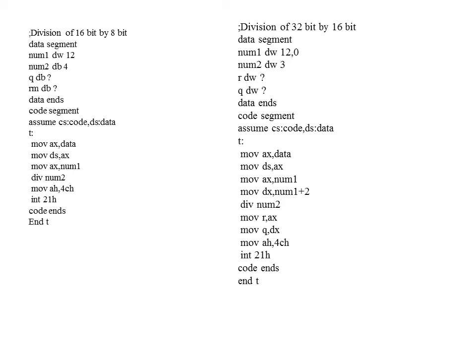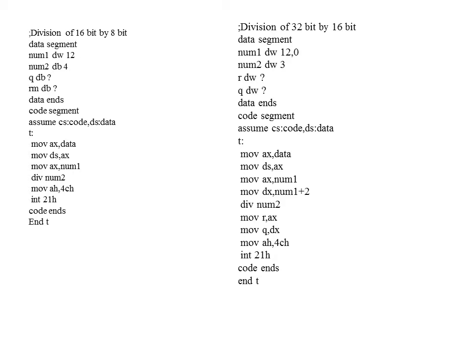And if we divide a 32-bit number which is stored in the DX AX register, upper 16 bits in the DX register, lower 16 bits in the AX register, and that 32-bit number gets divided by some 16-bit number, then the 16-bit quotient will be retrieved from the AX register, and the 16-bit remainder will be retrieved from the DX register. Quotient from AX and remainder from DX. So this is how the div instruction is used, very simple.